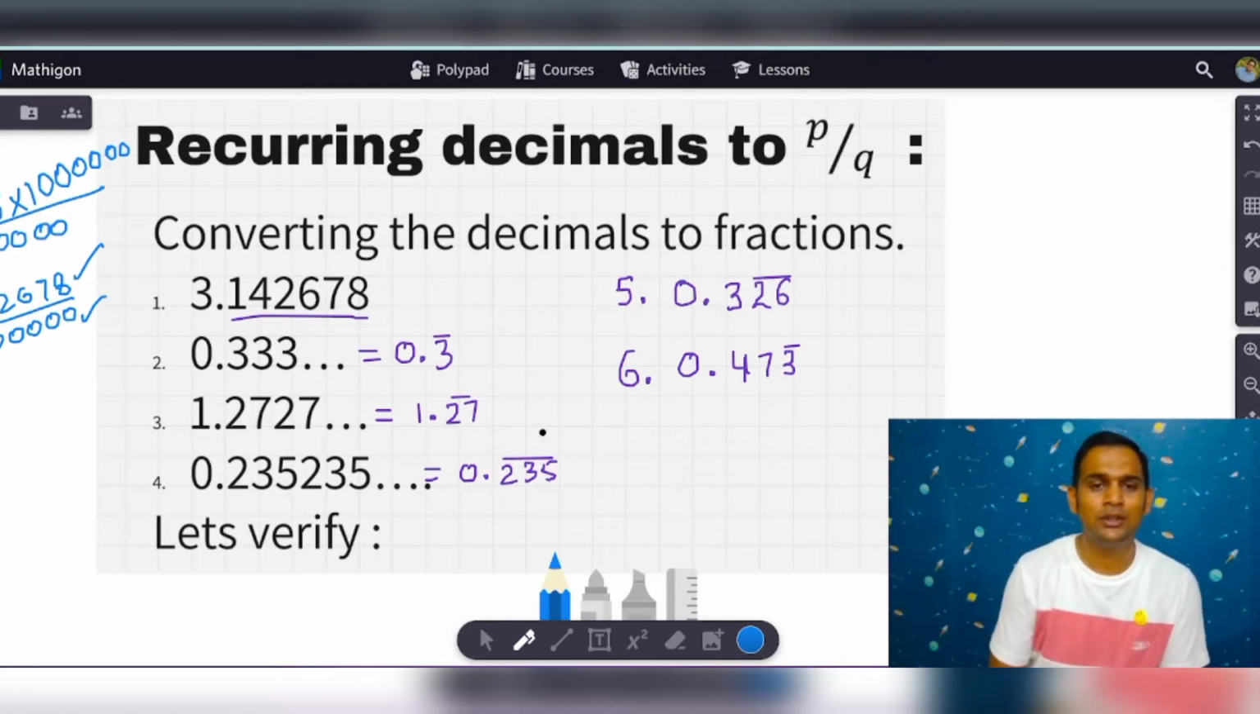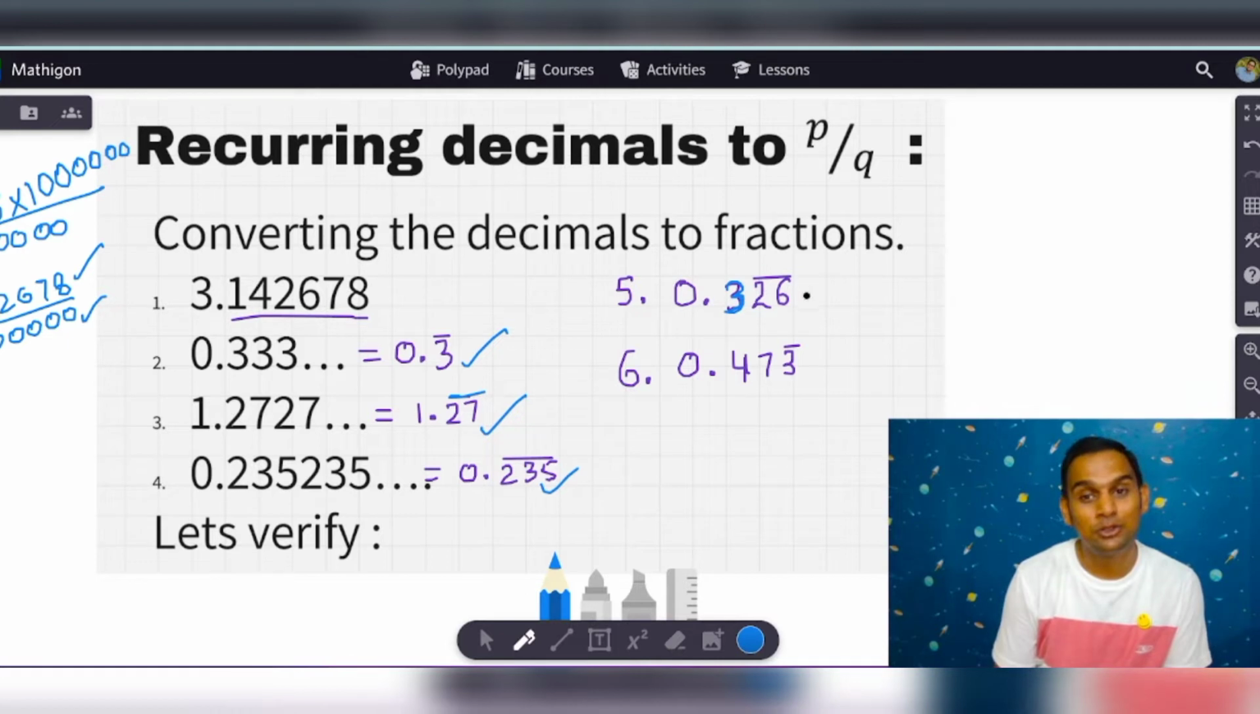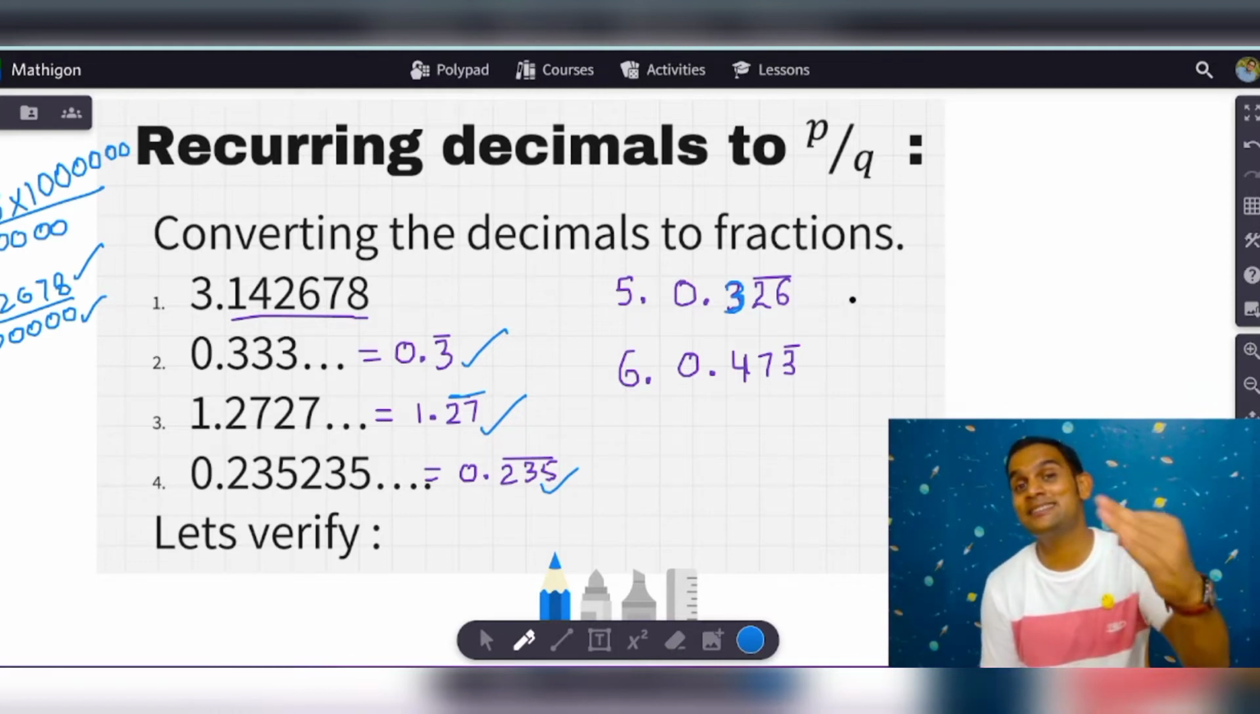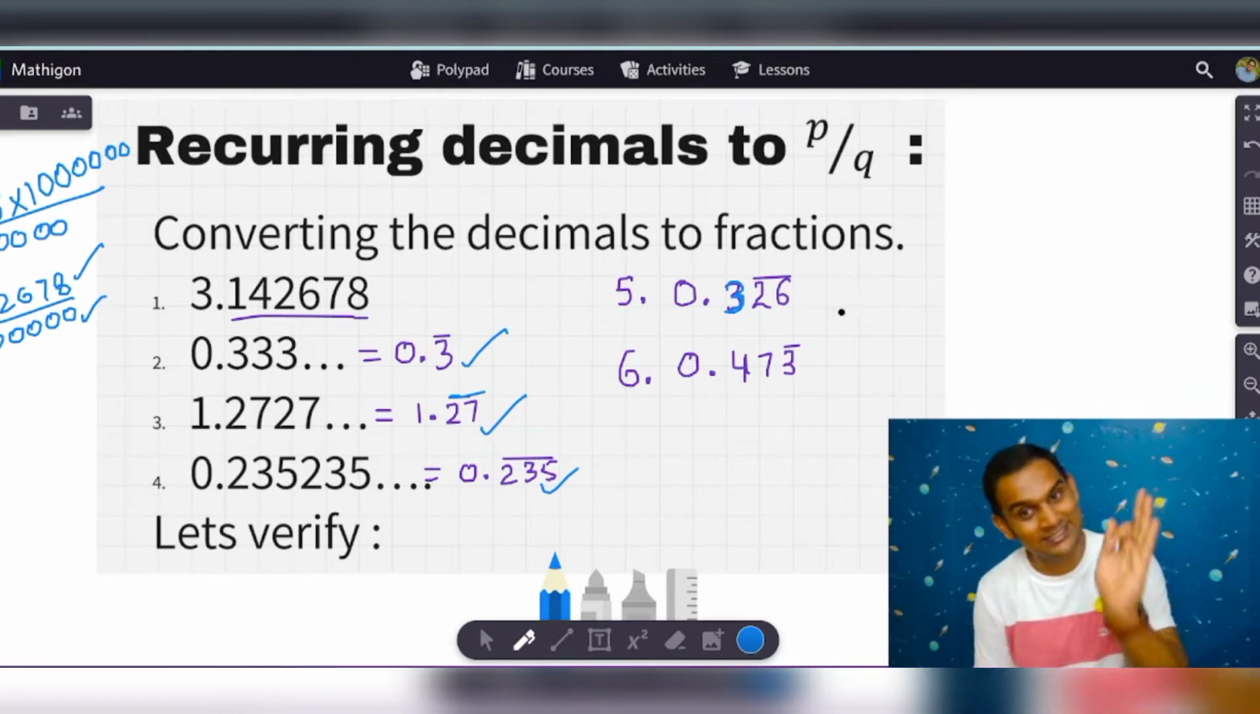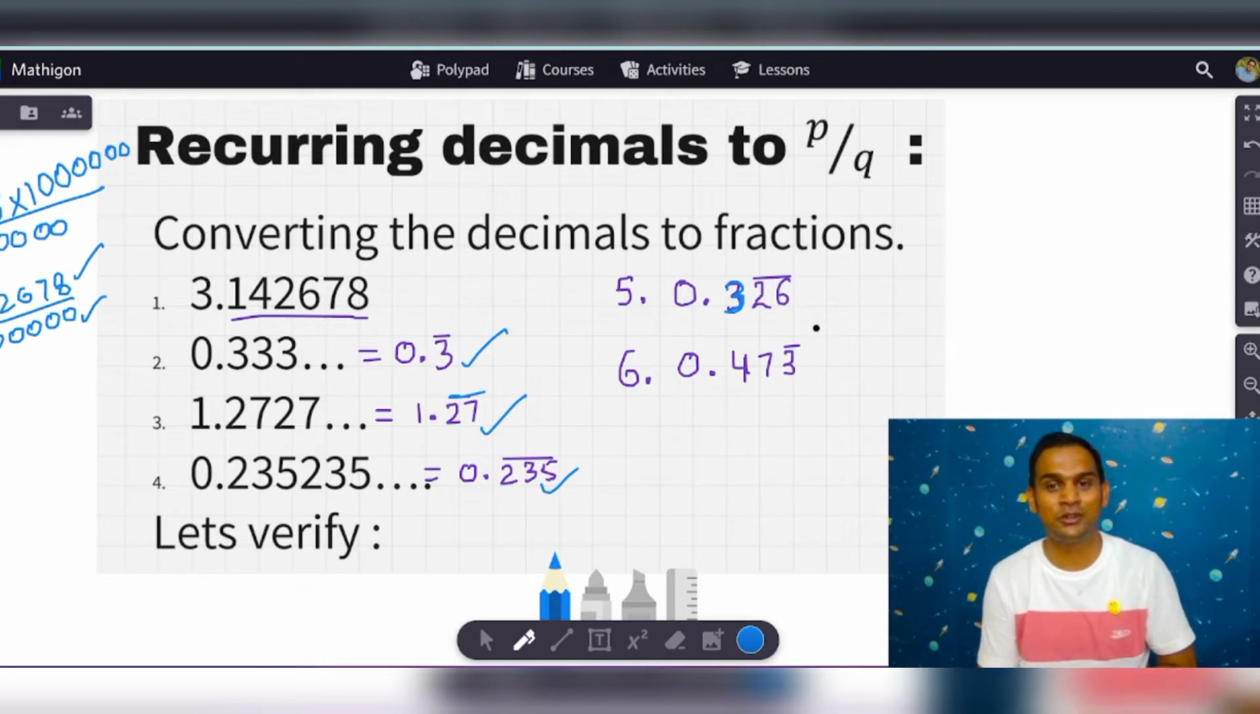Okay, so as you can see, in the first case only one number is repeating. In this case, two numbers are repeating. In the fourth question, three numbers are repeating. Fifth and sixth one are very special. As you can see, after the decimal, one number is not repeating, that is 3. But 262626 keeps on repeating. It is still a recurring decimal expansion. So how do we convert that? We will take a look at that.